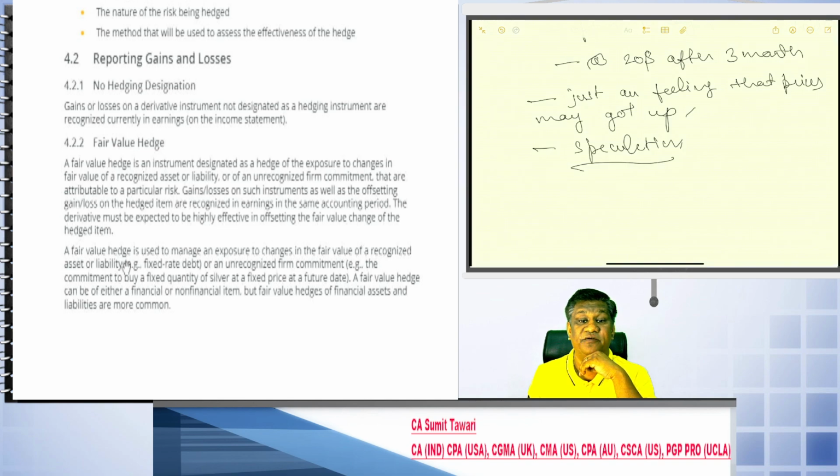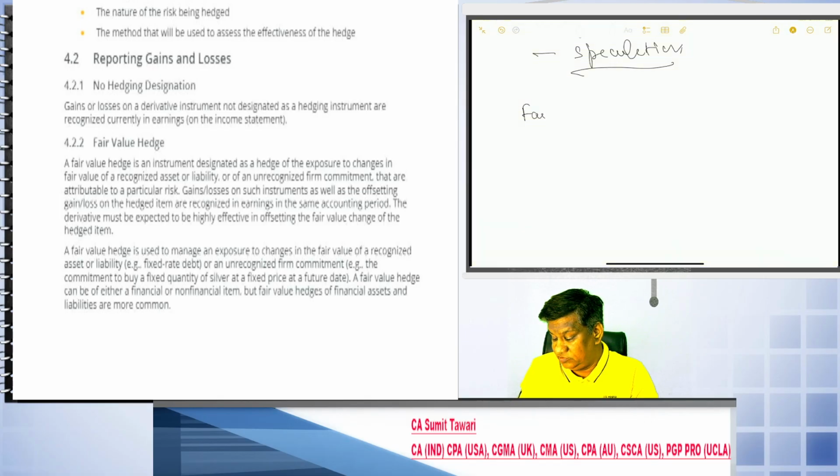Okay. So a fair value hedge is used to manage an exposure to changes in the fair value of a recognized asset or liability, like fixed rate debt, or an unrecognized firm commitment, that is, a commitment to buy a fixed quantity of silver at a fixed price. A fair value hedge can be either a financial or non-financial item, but fair value hedges of financial assets and liabilities are more common.